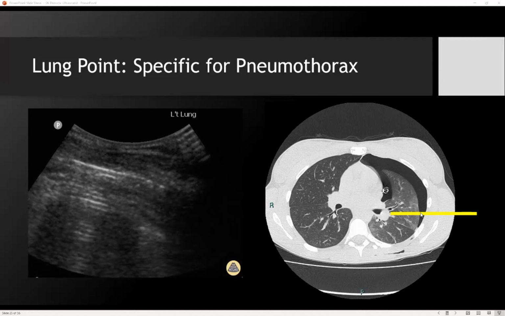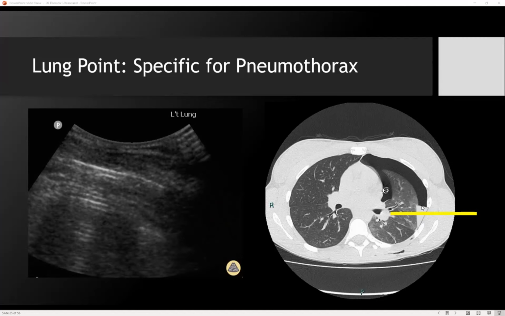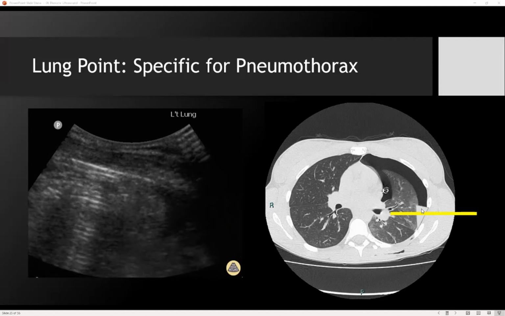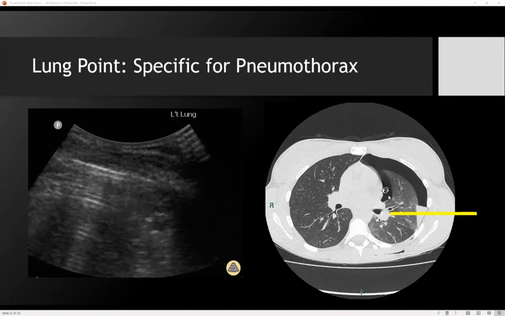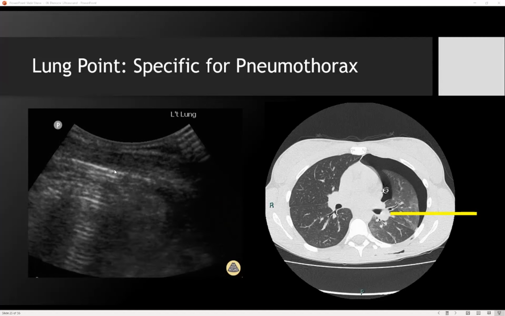Once it hits this air, the beams scatter and you get nothing. So there's no evidence of any lung sliding. But then the patient inhales, and some of that lung expands. Some of this lung that's not collapsed expands a little bit, and now it crosses your probe. So now you're going to see some lung sliding there. And then they exhale and it goes away. And now there's no lung sliding. And so that's what you're seeing.